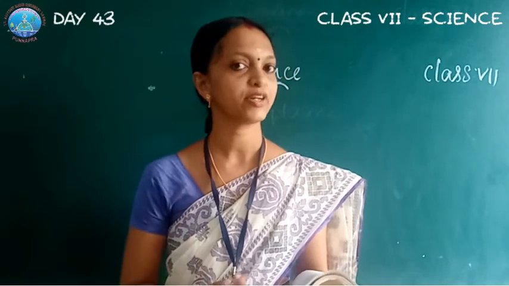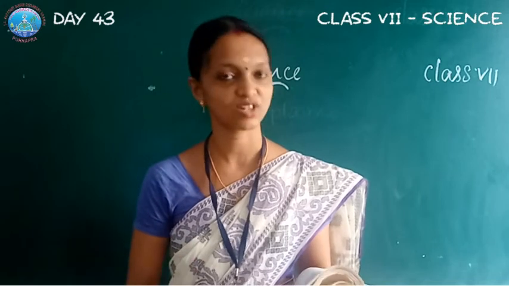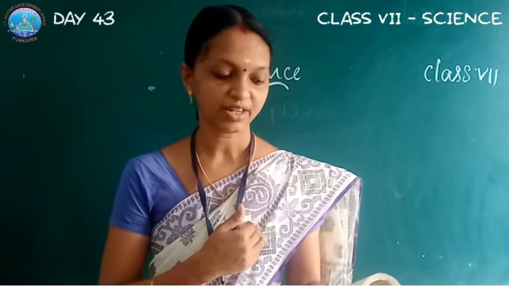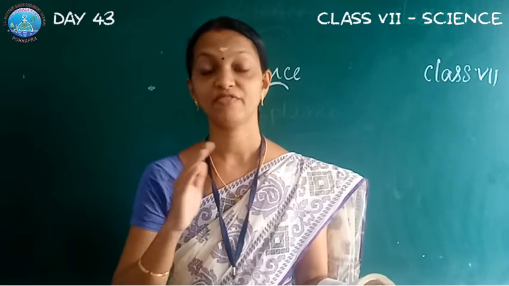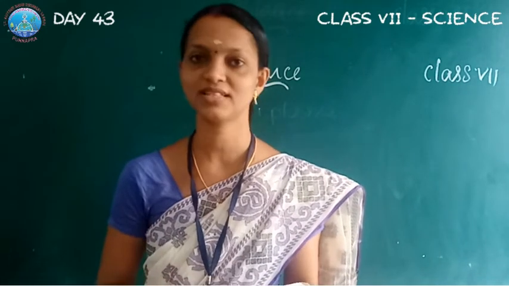Asexual reproduction occurs in unisexual flowers and sexual reproduction occurs in bisexual flowers. Then in asexual reproduction, new plants are obtained without seeds. In sexual reproduction, new plants are obtained from the seeds.